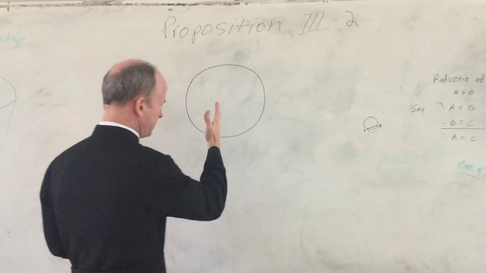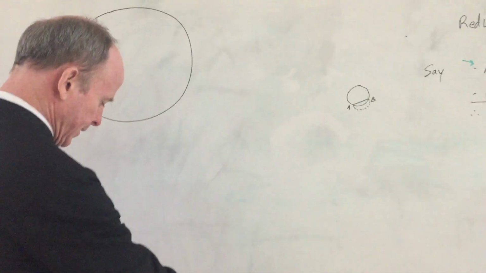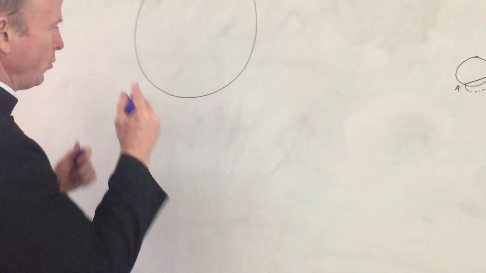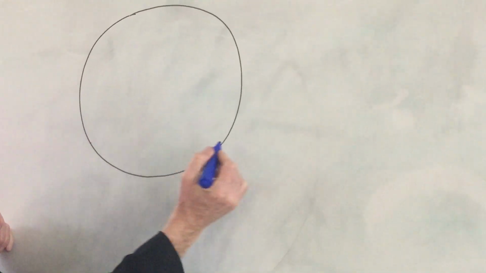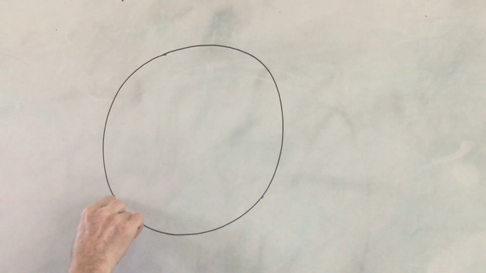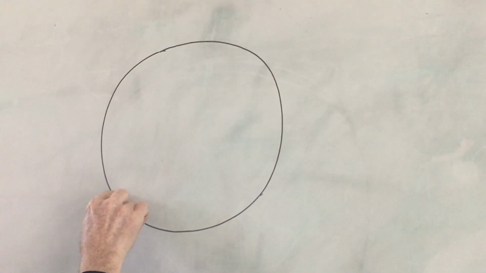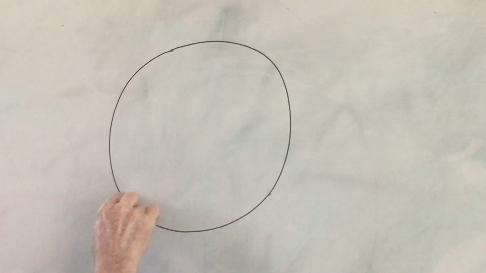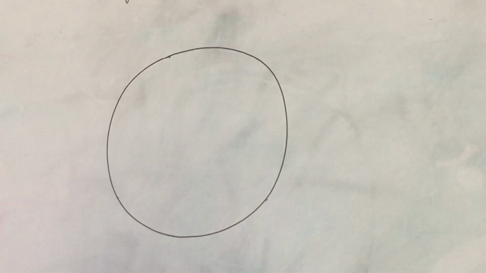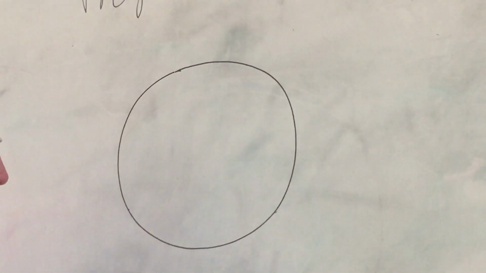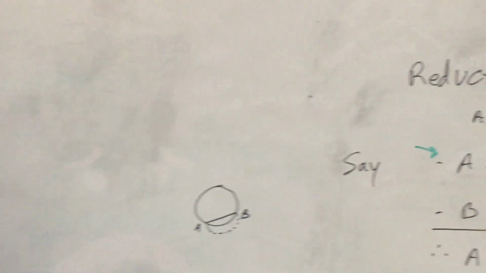So let this be our circle, and let this be our 2 points taken at random. It is required to show that the straight line containing these 2 points falls entirely within the circle. So it's a reductio ad absurdum.